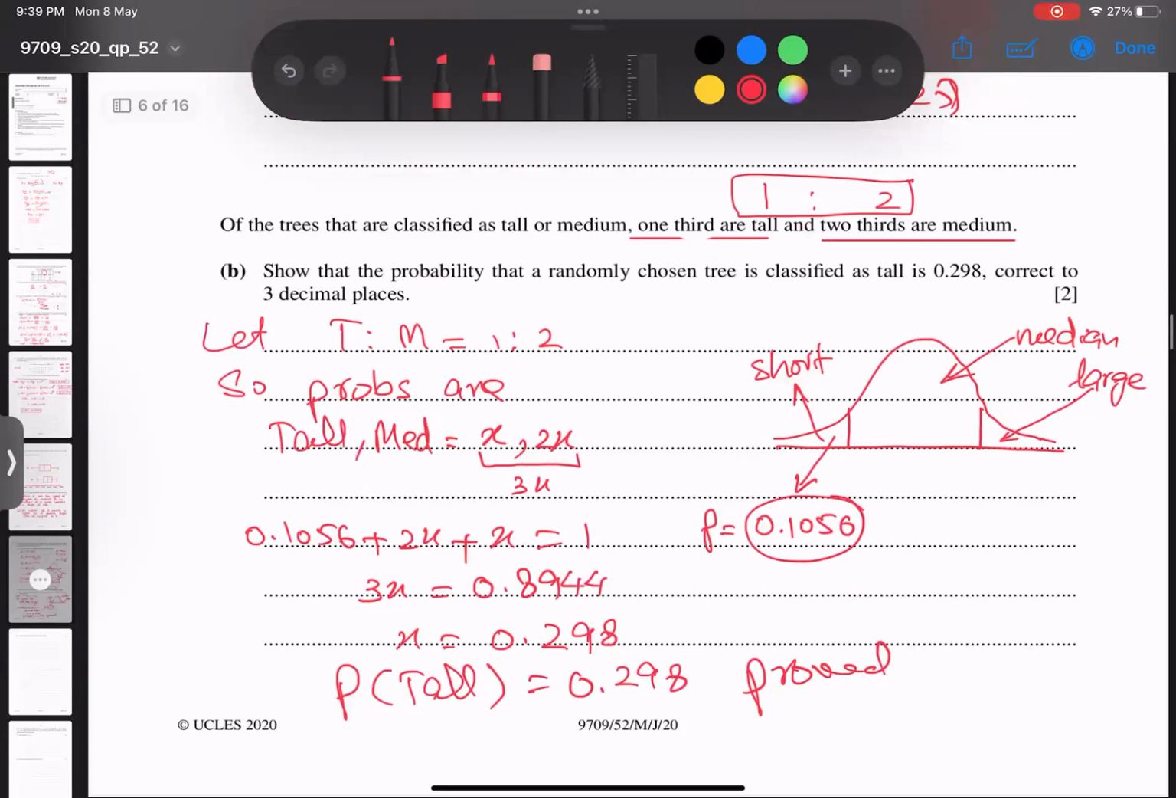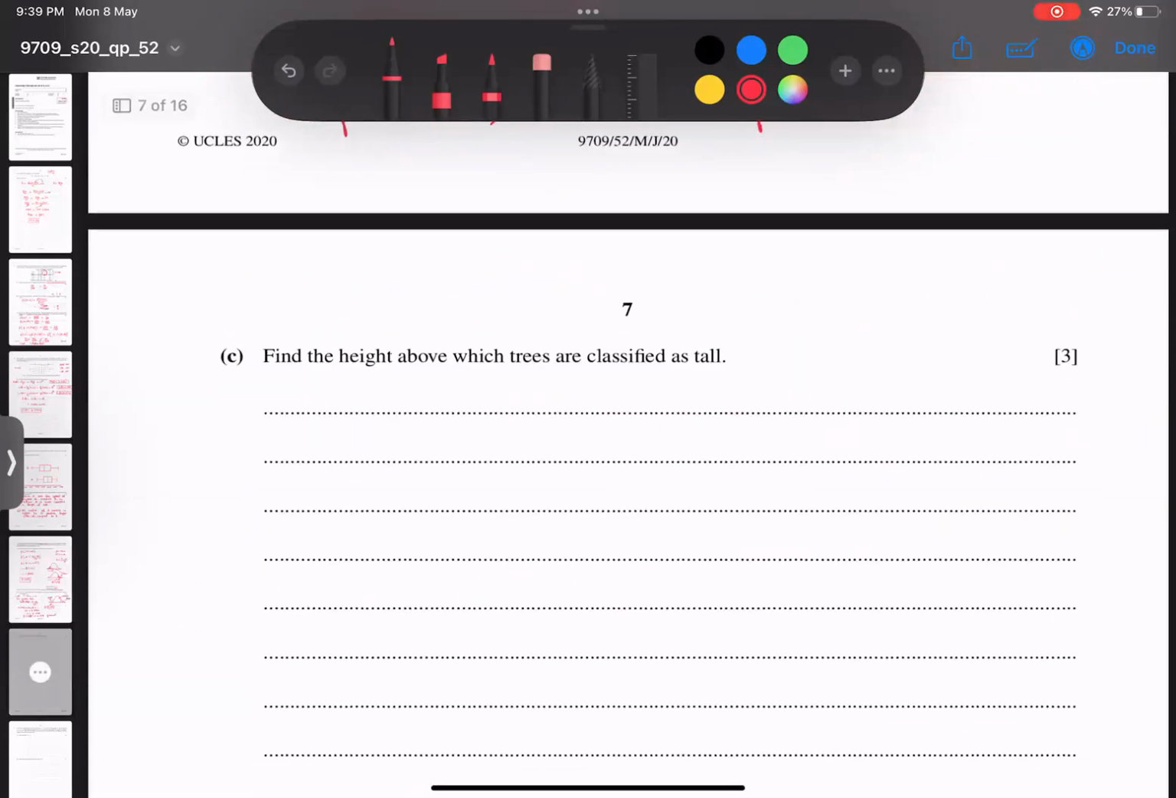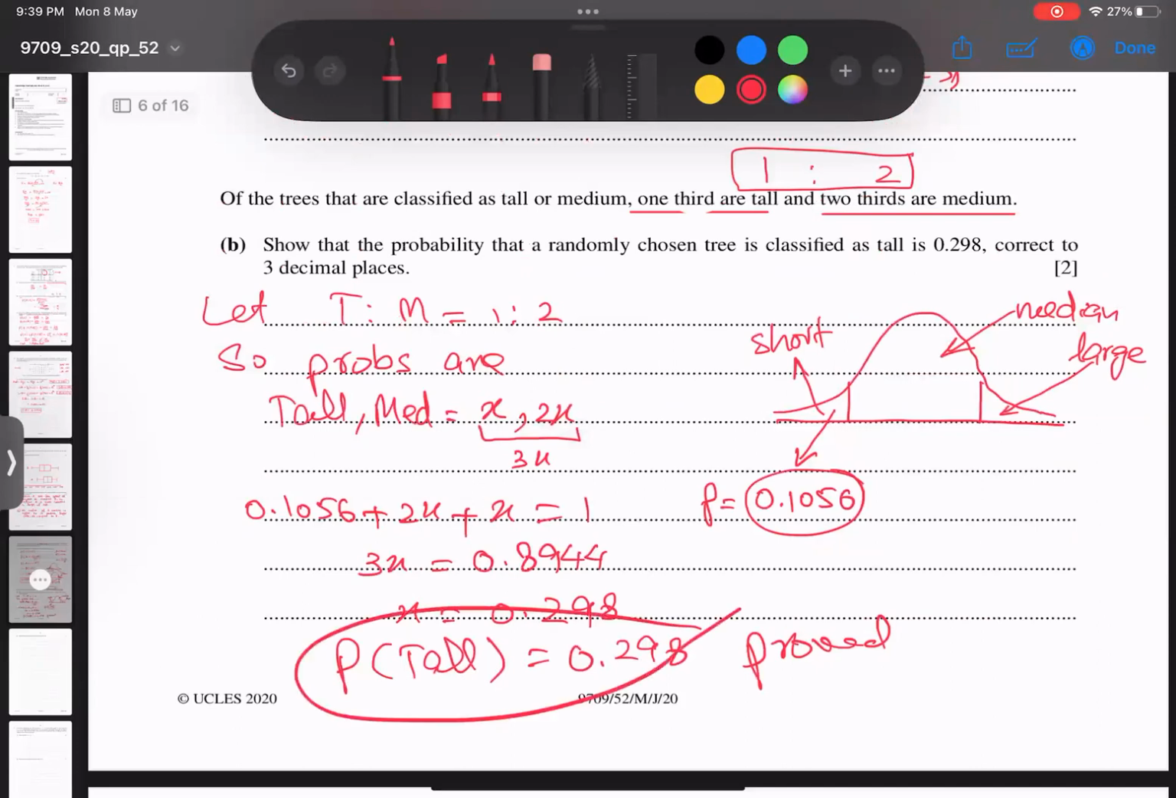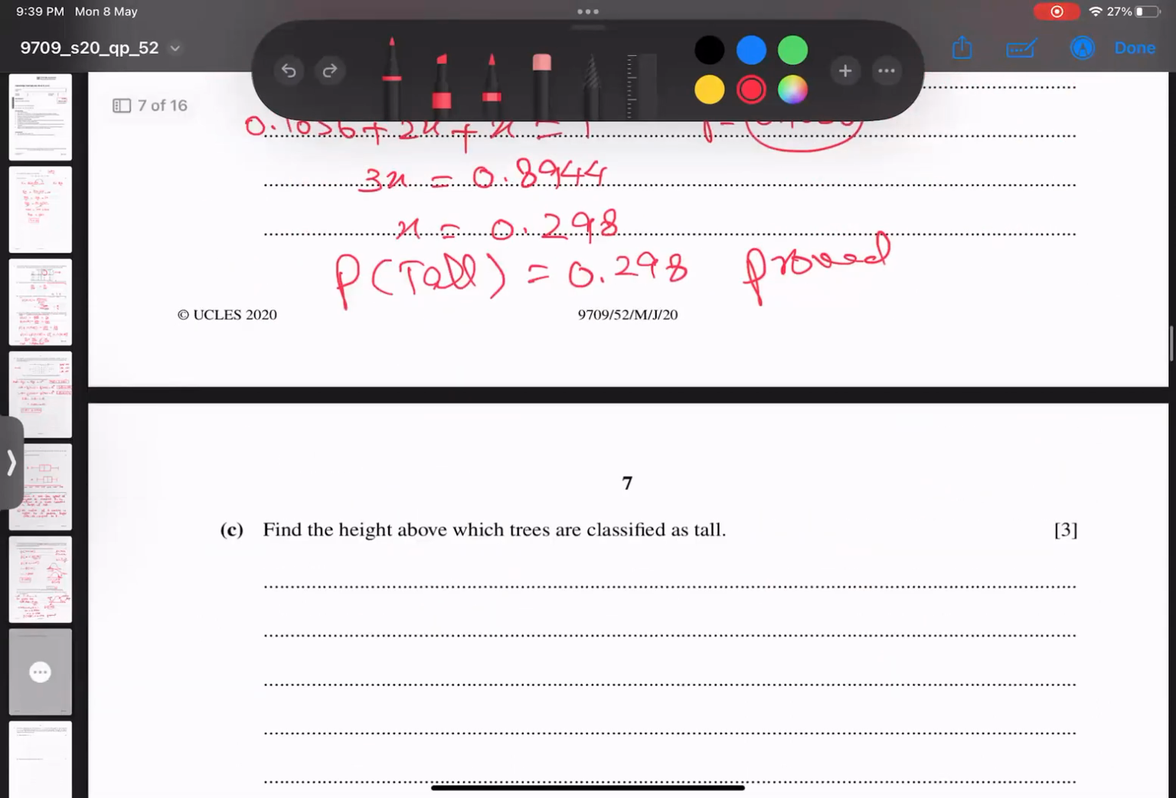So now the next part: find the height above which trees are classified as tall. Find the height above the tree. It means for this portion we have the probability. I repeat, this portion's probability given by him is 0.298, which I found above here. And he's asking to find the height above. So this h is what I'm looking for.